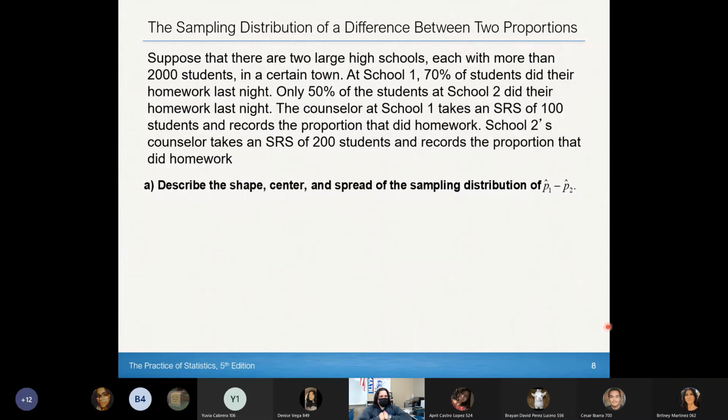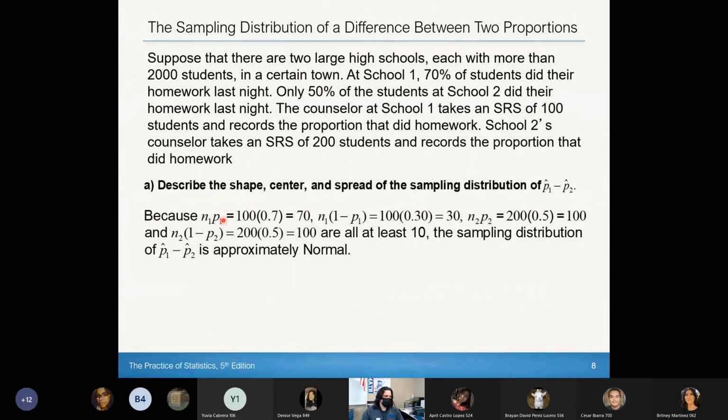All right, so here we have our same context about our schools. School 1 is 70% of their students did their homework. Only 50% of students at school 2 did their homework. We have school 1 has an SRS of 100. School 2's SRS is 200. And they're going to record the proportion that did their homework from those SRSs. They're going to describe the shape, center, and spread of the sampling distribution of the difference.